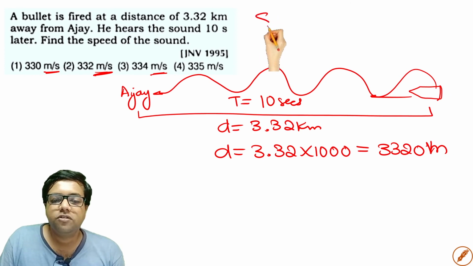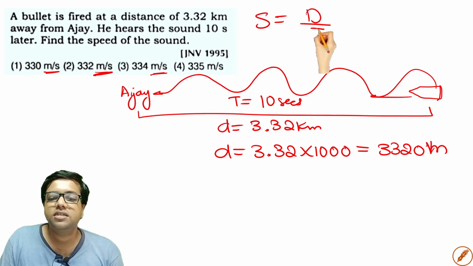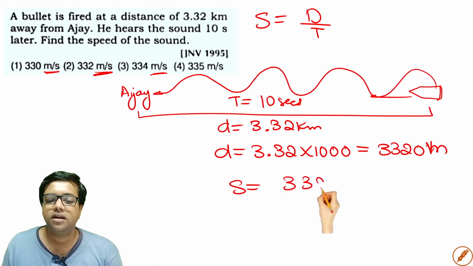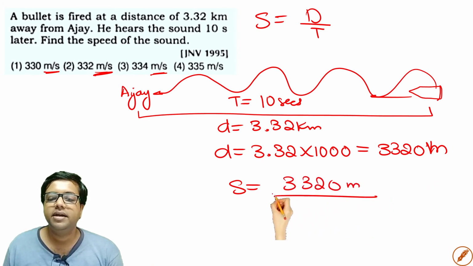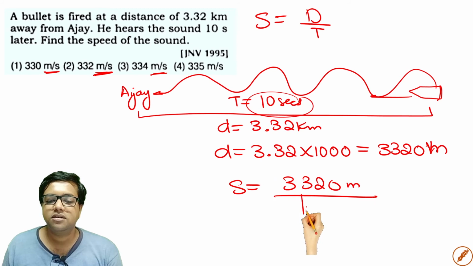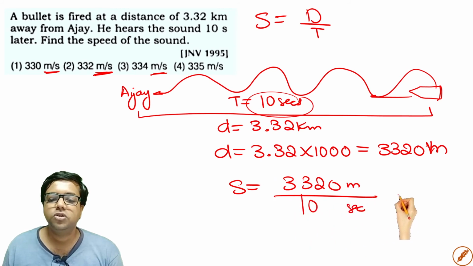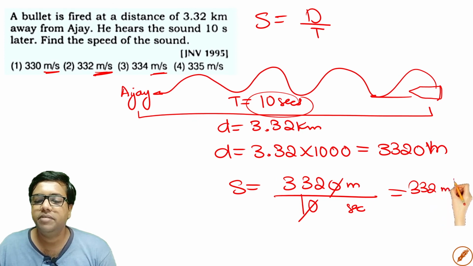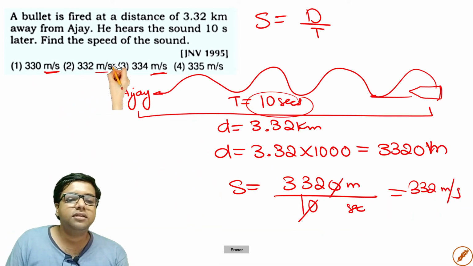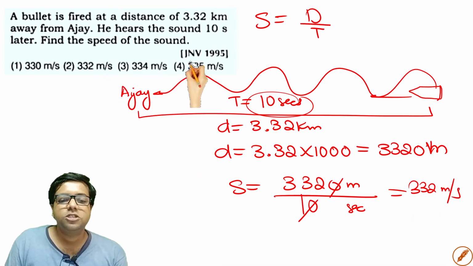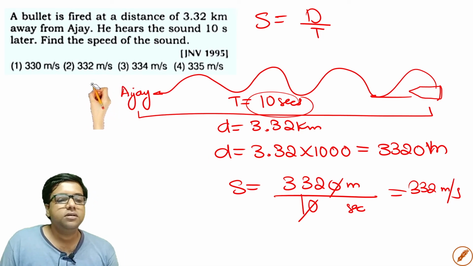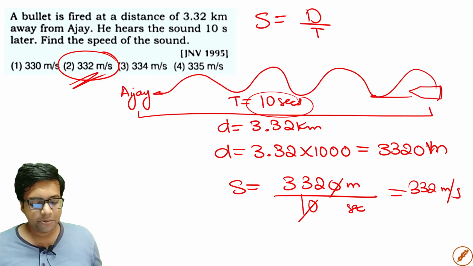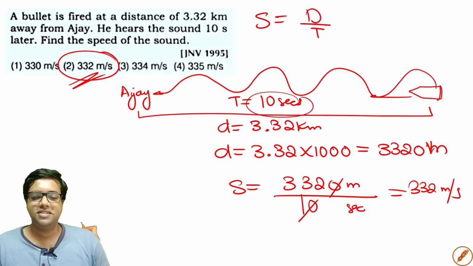We know the formula for speed. Speed is equal to distance by time taken. What is the distance? 3320 meters. What is the time taken? 10 seconds. So 10 and 10 go away, and you get 332 meter per second. 332 meter per second is the speed of the sound. Option 2 is the right answer.